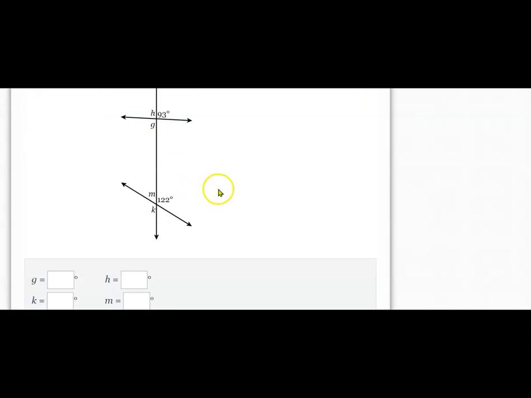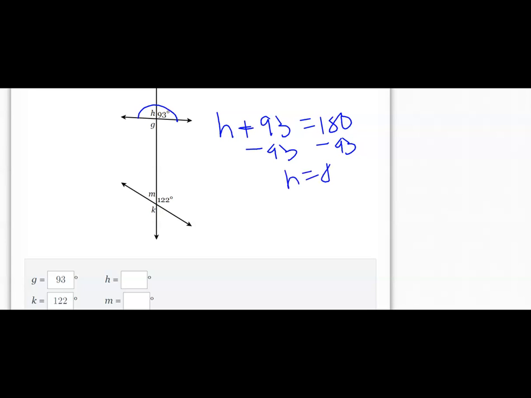Excellent. Last one for this topic. Again, these are not parallel lines, so we have to look at them separately. These angles are vertical, so they're equal. These angles are vertical, so they're equal. So G is 93 and K is 122 because they're vertical. Letter H and 93 make a supplementary pair. Subtract 93 from both sides. H is 87. Sorry, my marker looks a little funky.